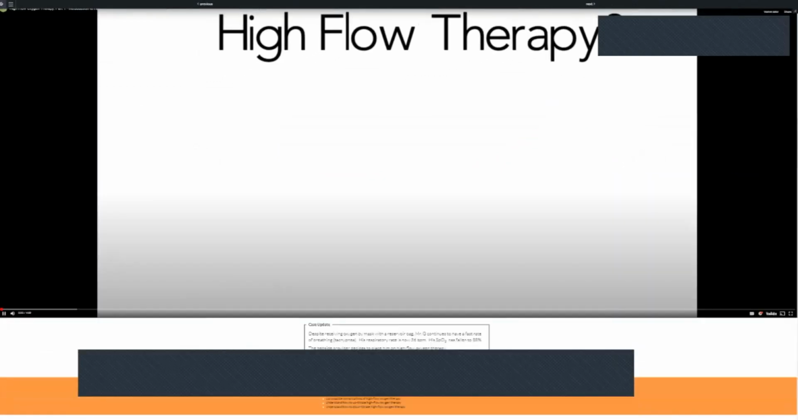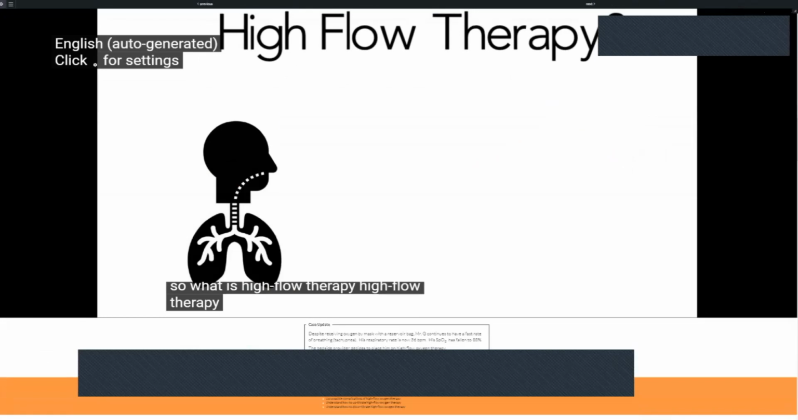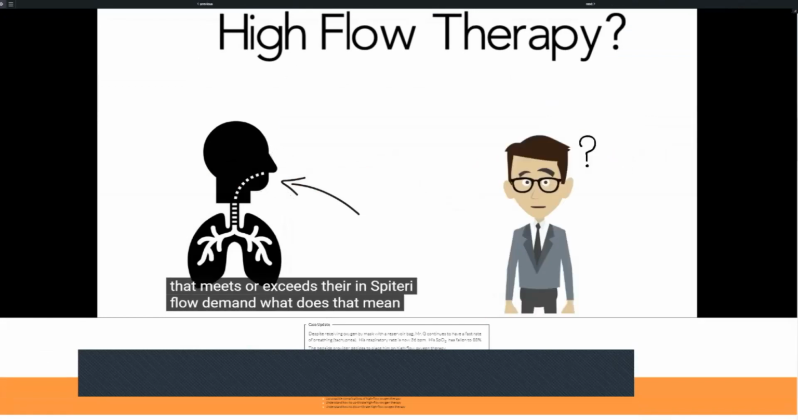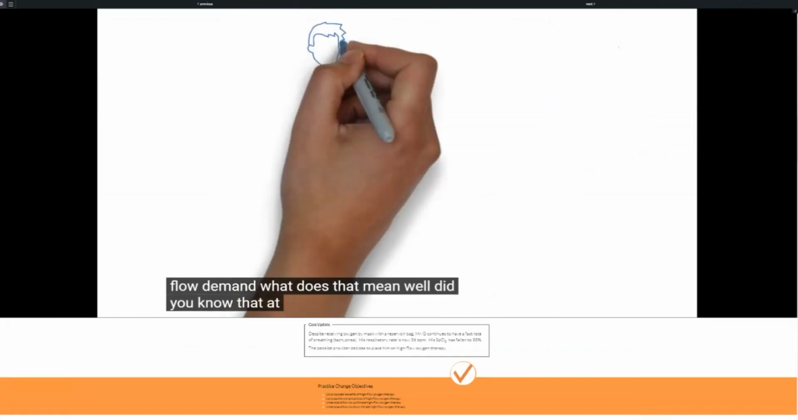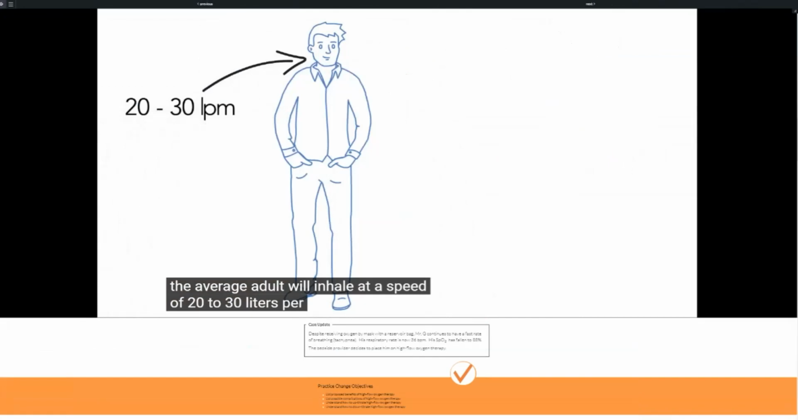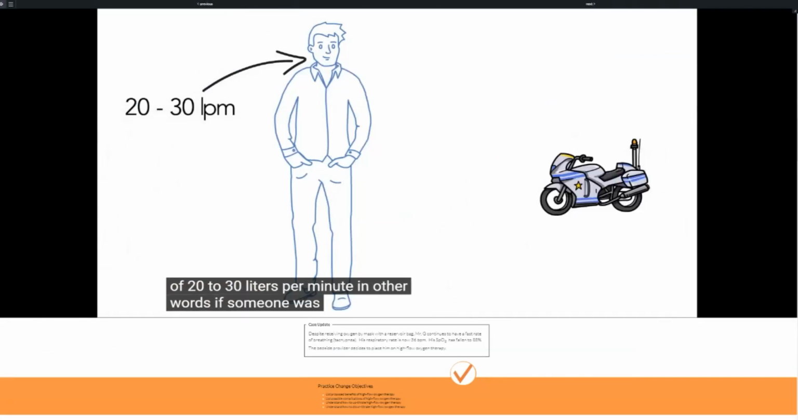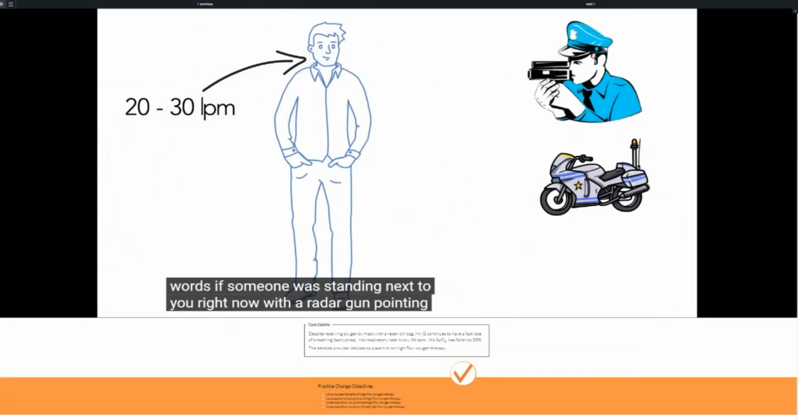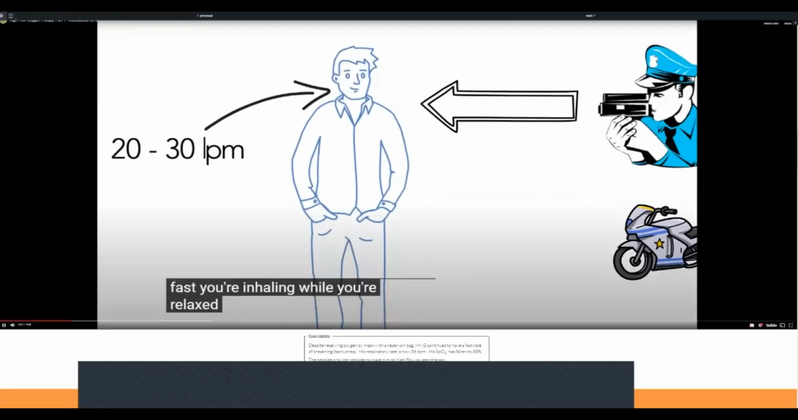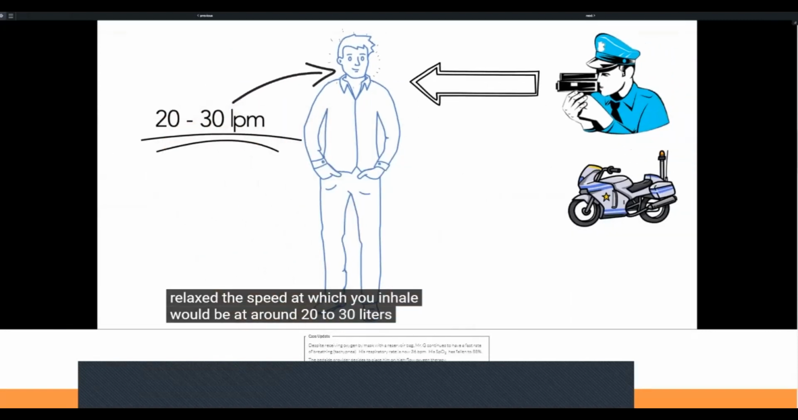Thank you. So what is high flow therapy? High flow therapy is when oxygen is being delivered to the patient at a flow rate that meets or exceeds their inspiratory flow demand. What does that mean? Well, did you know that at rest, the average adult will inhale at a speed of 20 to 30 liters per minute? In other words, if someone was standing next to you right now with a radar gun pointing at your nose, capable of measuring how fast you're inhaling while you're relaxed, the speed at which you inhale would be at around 20 to 30 liters per minute.